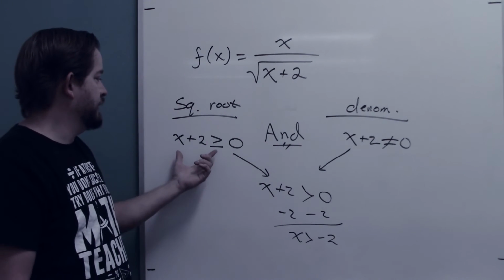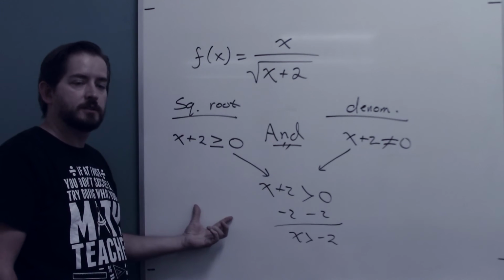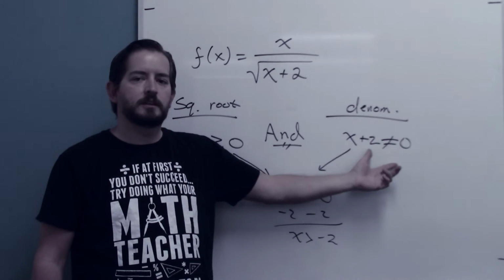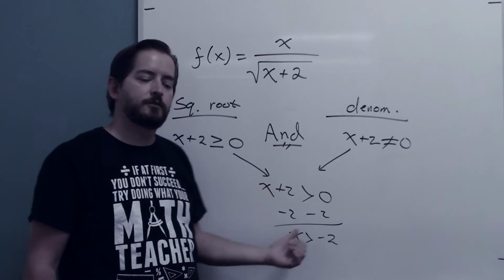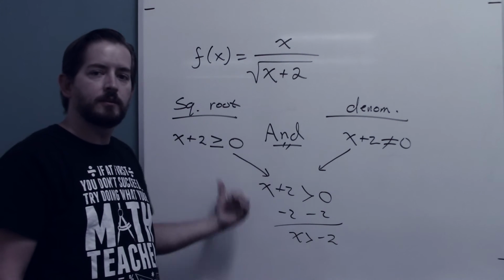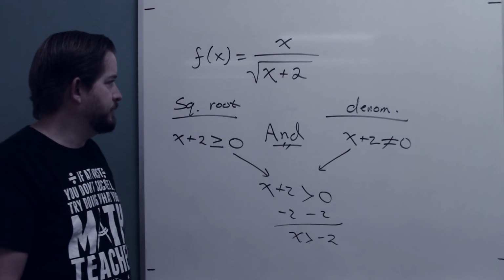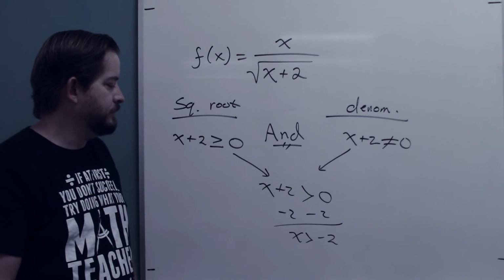I subtract 2 from both sides and I get x is strictly greater than negative 2, and that's my intersection. If you did them separately, you would find that x has to be greater than or equal to negative 2, but then the denominator says you need to remove the negative 2, and therefore it's from negative 2 to infinity, not including the negative 2.